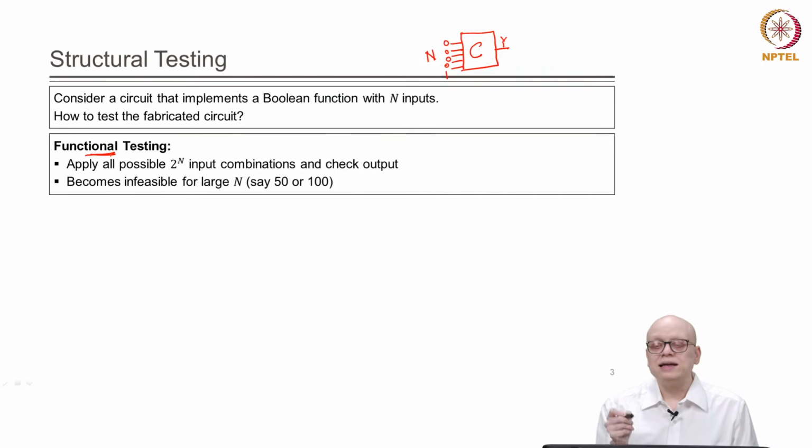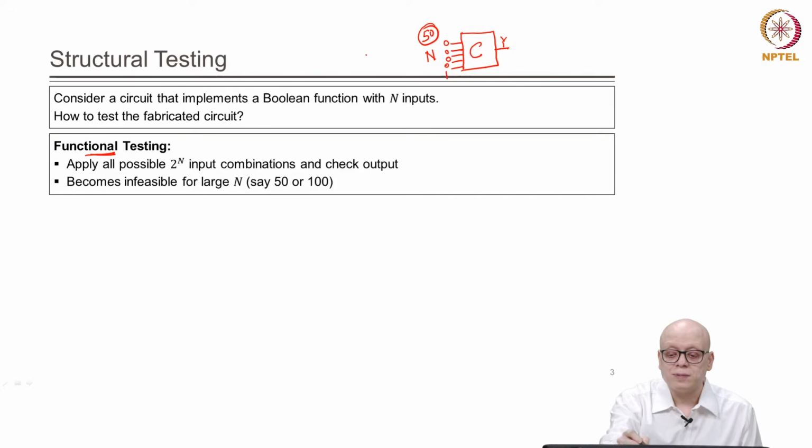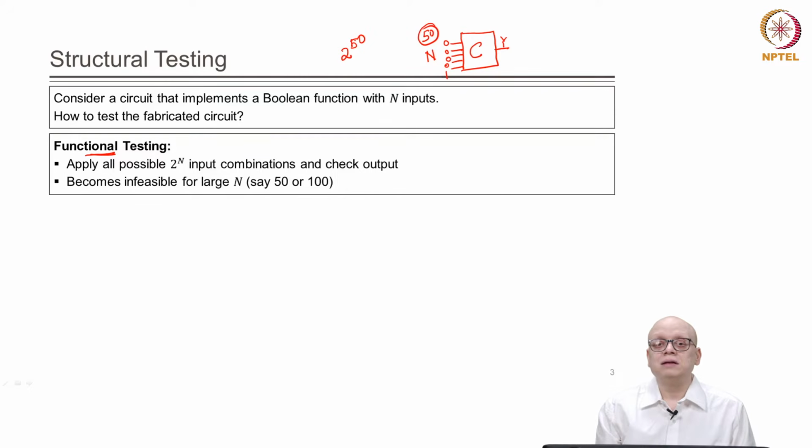Now, this technique will become infeasible if we have a very large number of Boolean variables. For example, if n is 50, then the number of test patterns that we need to apply will be 2 to the power 50. To apply so many test patterns will need a lot of time, and therefore the cost of testing will increase. The cost of testing depends on how much time we spend for a given die on the ATE or automatic test equipment.